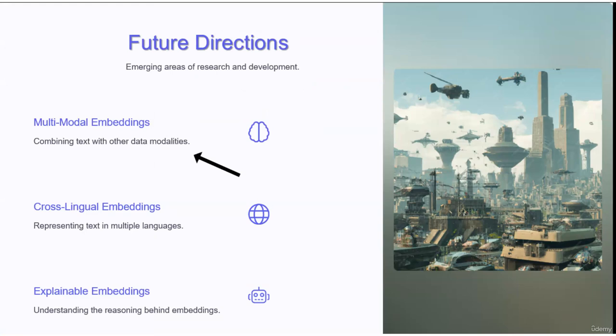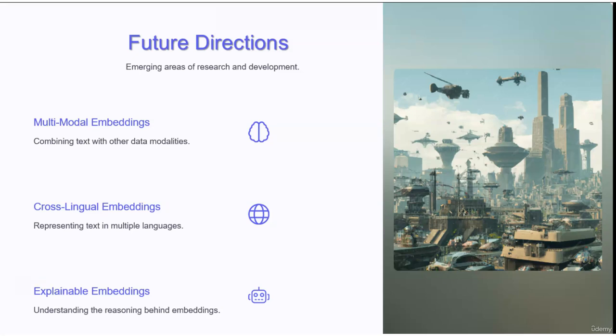Combining text with other data modalities like images and audio is called multimodal embeddings. For instance, creating embeddings that link text descriptions to corresponding images in a dataset. Cross-lingual embeddings represent text in multiple languages, aiding in translation and multilingual tasks. For example, developing models that understand and translate between English, Spanish, and Chinese. Explainable embeddings aim to understand and explain the reasons behind embeddings to improve transparency and trust. For example, creating models that can explain why a particular piece of text was classified as positive or negative.